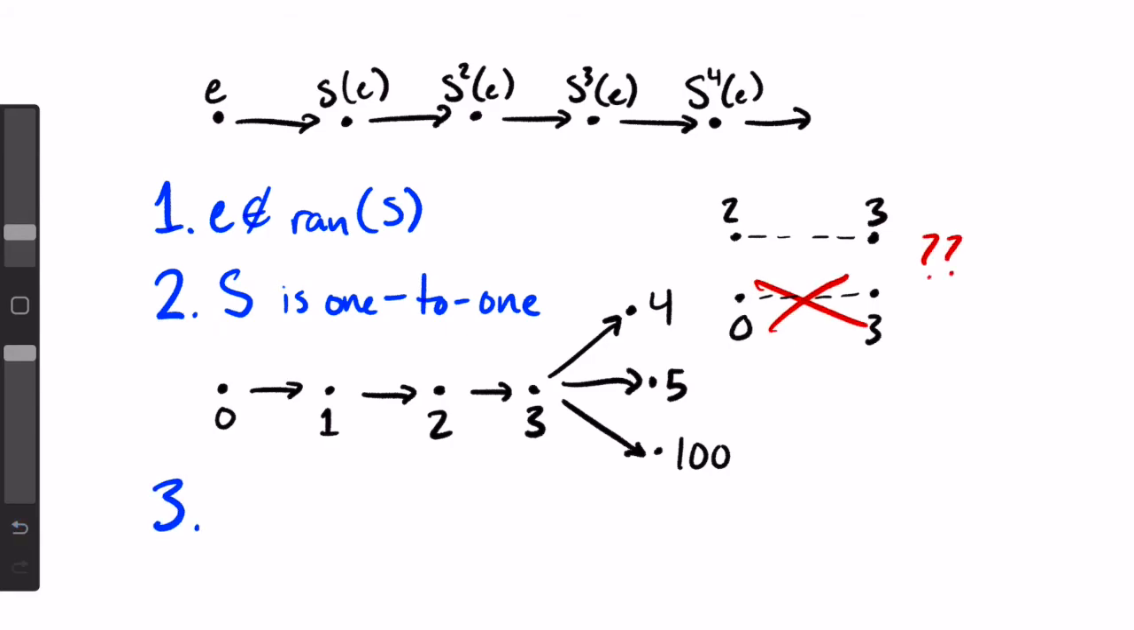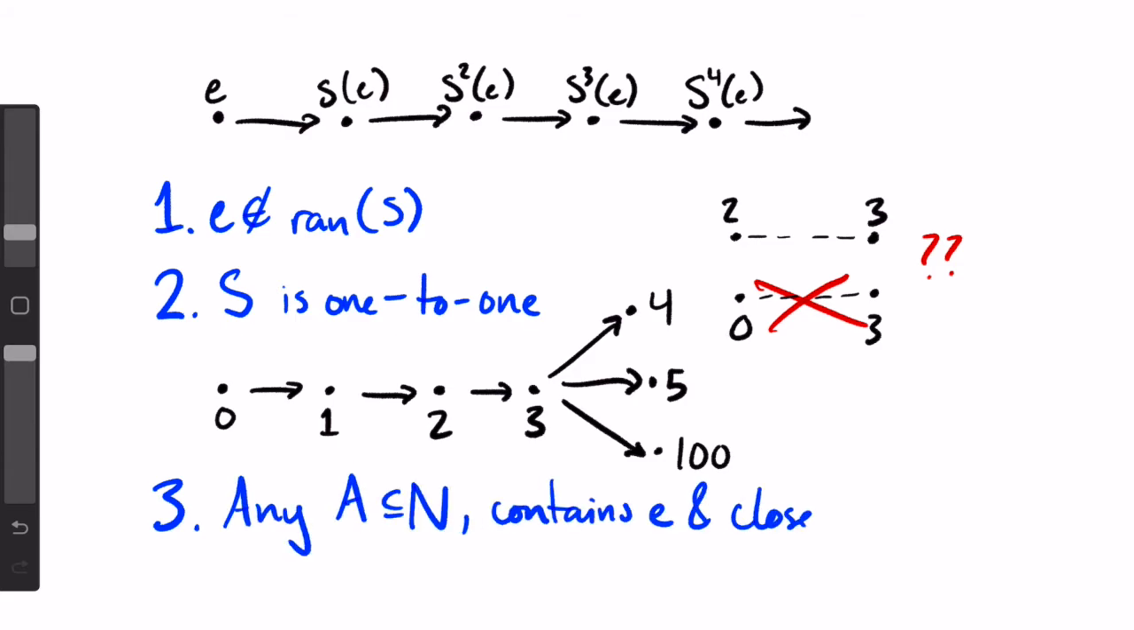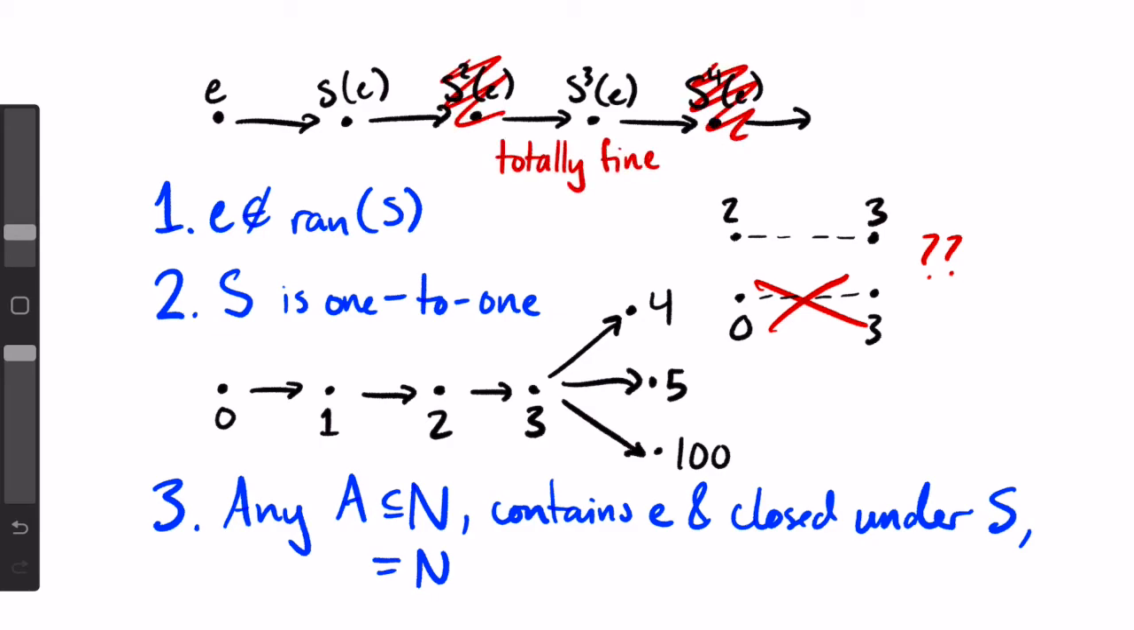The third and final condition for a Peano system is any subset A of n that contains e and is closed under s equals n itself. This is a really fancy way of saying that the ladder goes on forever. If a set A is closed under s, that means for any element x in A, s of x is also in A. You can apply s to anything in it and still get something within it. So this condition says if you tried to take out some of the steps in the ladder and say, yep, this is a fully functional, complete ladder, you couldn't do that. You need all infinity elements in n for the Peano system to be complete.